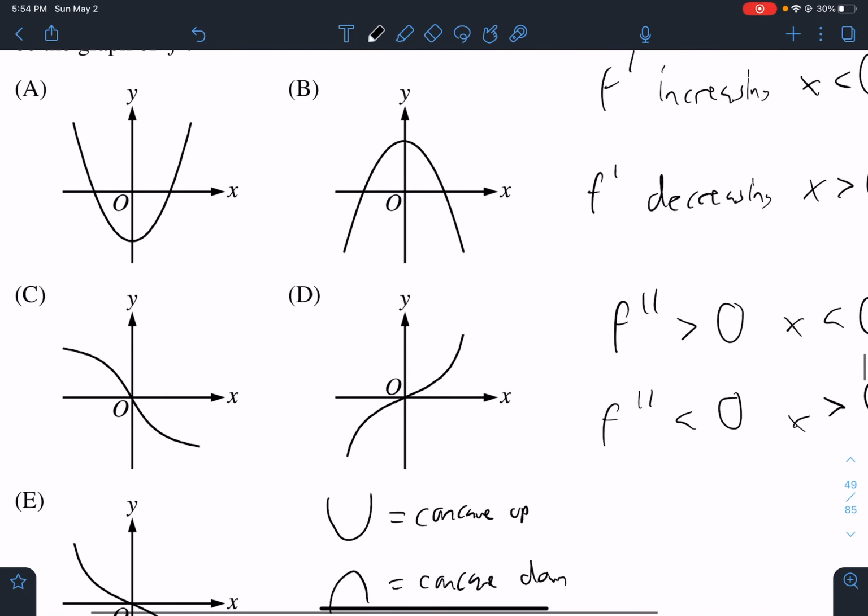So automatically we see that A is concave up because the slope is just increasing. It gets to 0 here, but it keeps increasing. So A is concave up for the whole interval. The concavity never changes. And same thing for B, the concavity doesn't change, it stays concave down. So it's not going to be A, it's not going to be B.